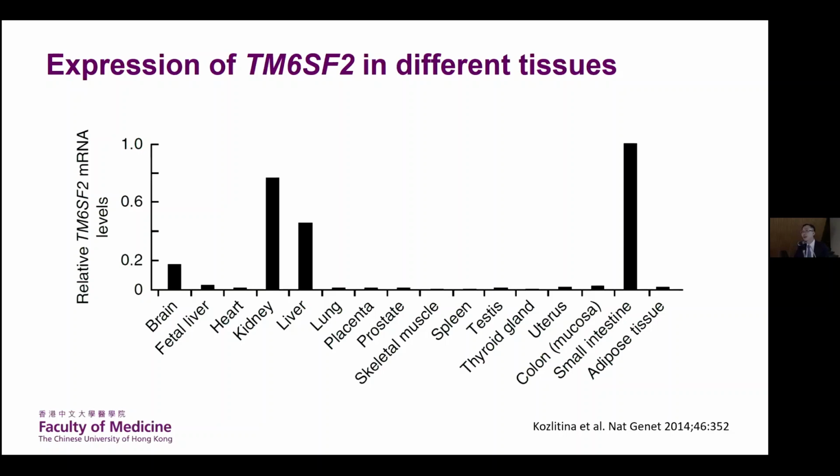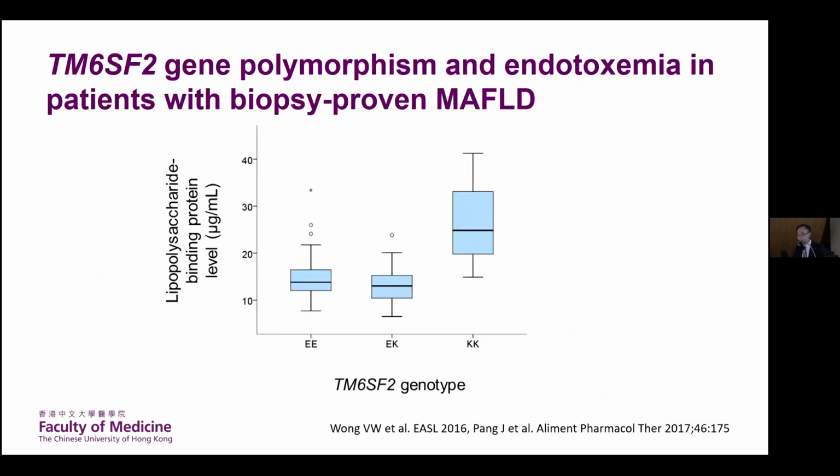However, if you look at the data more closely, you would realize one very interesting phenomenon. Let's look at the expression of TM6SF2 in different tissues. You would realize that kidney is here, liver is here, definitely important. However, the highest expression of TM6SF2 turns out to be in the small intestine in both humans and animals. So the logical question is, what is TM6SF2 doing in the intestine, and does it contribute to fatty liver disease?